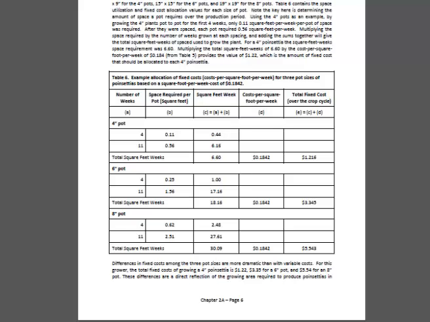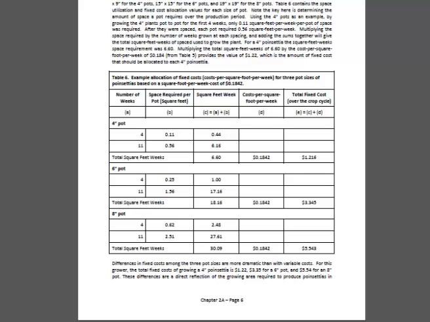For 11 weeks, those pots need to be spaced, and they will take 2.5 square feet. And when you multiply that, you'll find that the total square feet for the last 11 weeks is 27.61. Now, if we add that together, we find that the total square feet weeks to produce an 8-inch pot is 30.09.